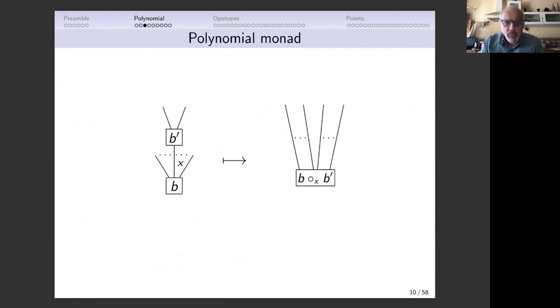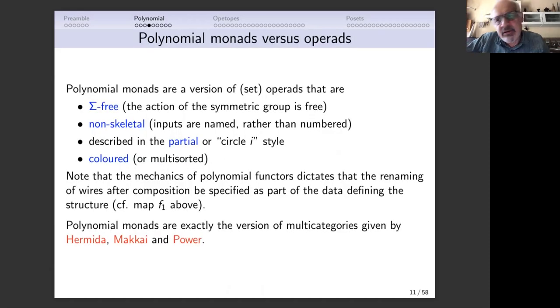Now, what is a polynomial monad? In a polynomial monad, you ask, moreover, that your operations are given a notion of composition. And composition here is given if you have one operation and another operation, if you plug this other operation on one of the inputs of B, this should give you a new operation, and the inputs of this operation will be the set of inputs of B minus X, disjoint union the inputs of B prime. And of course, you ask for associativity laws.